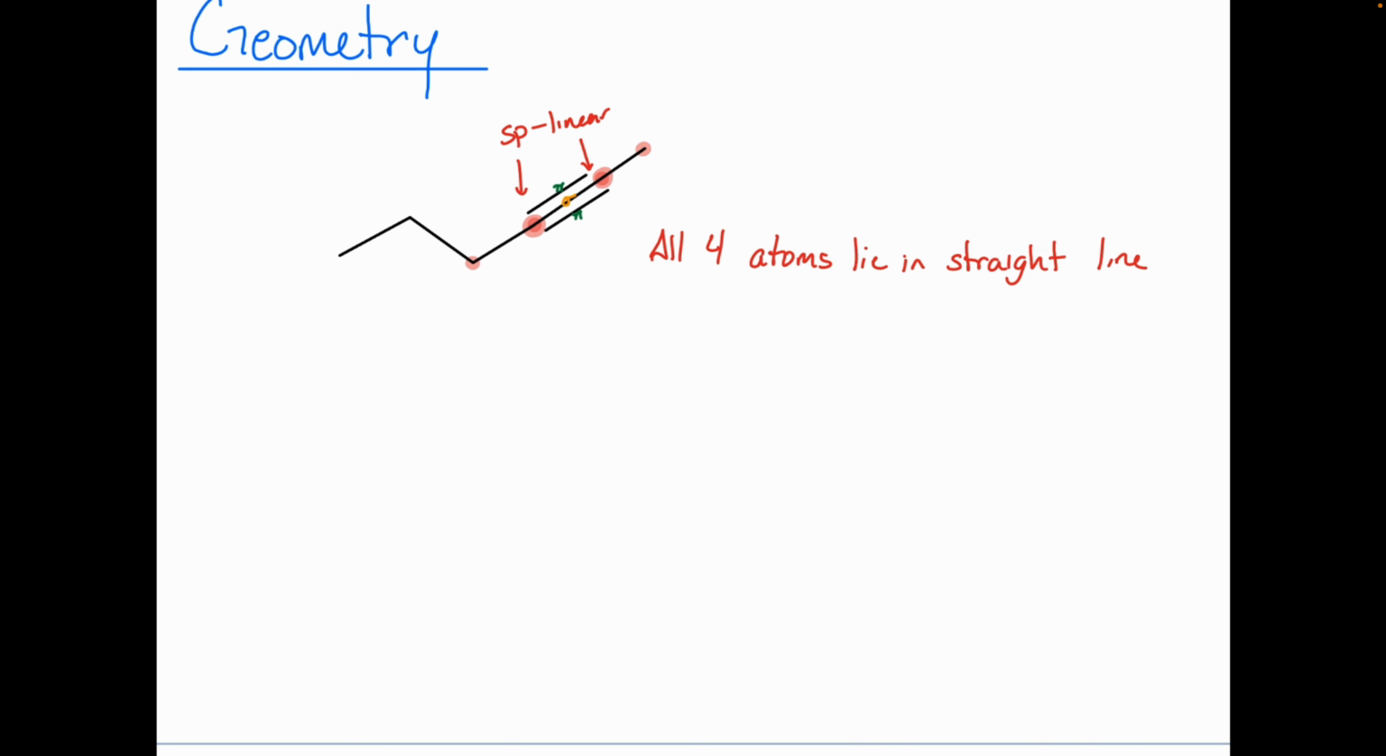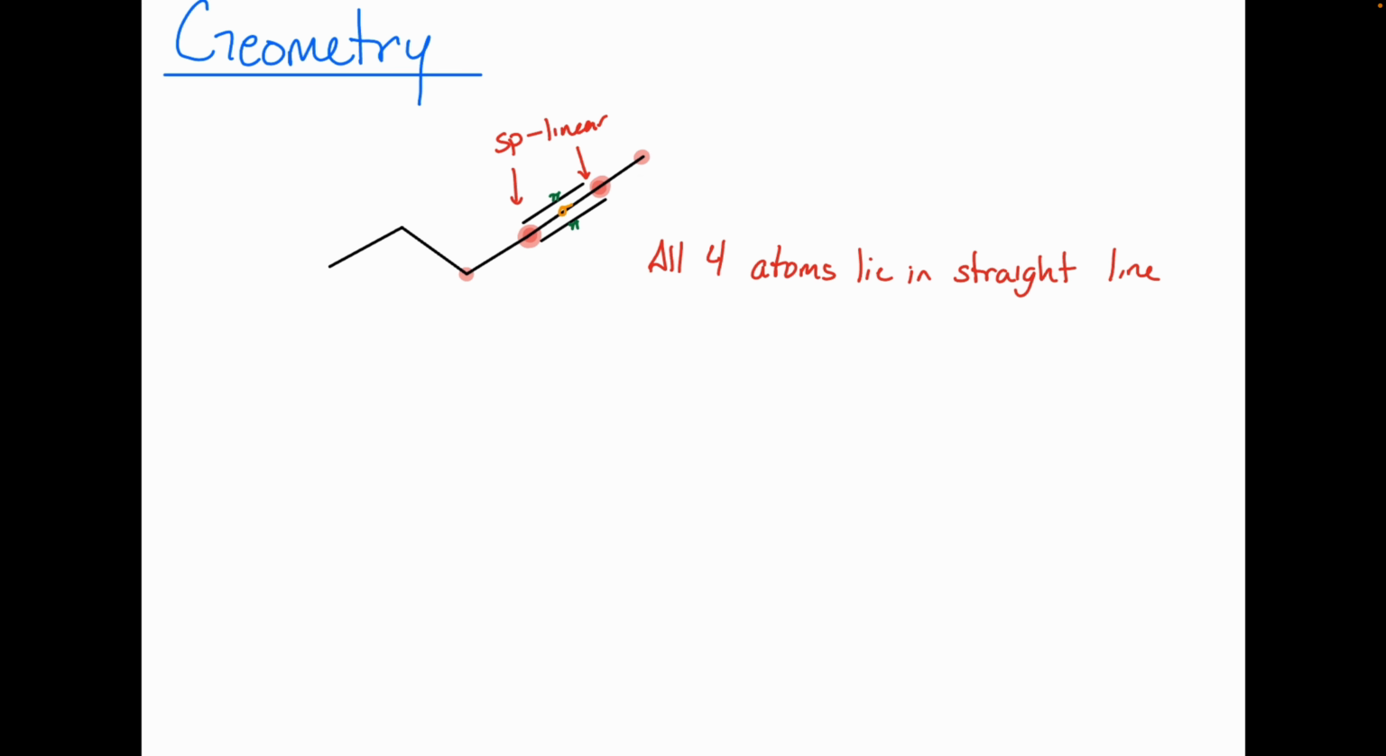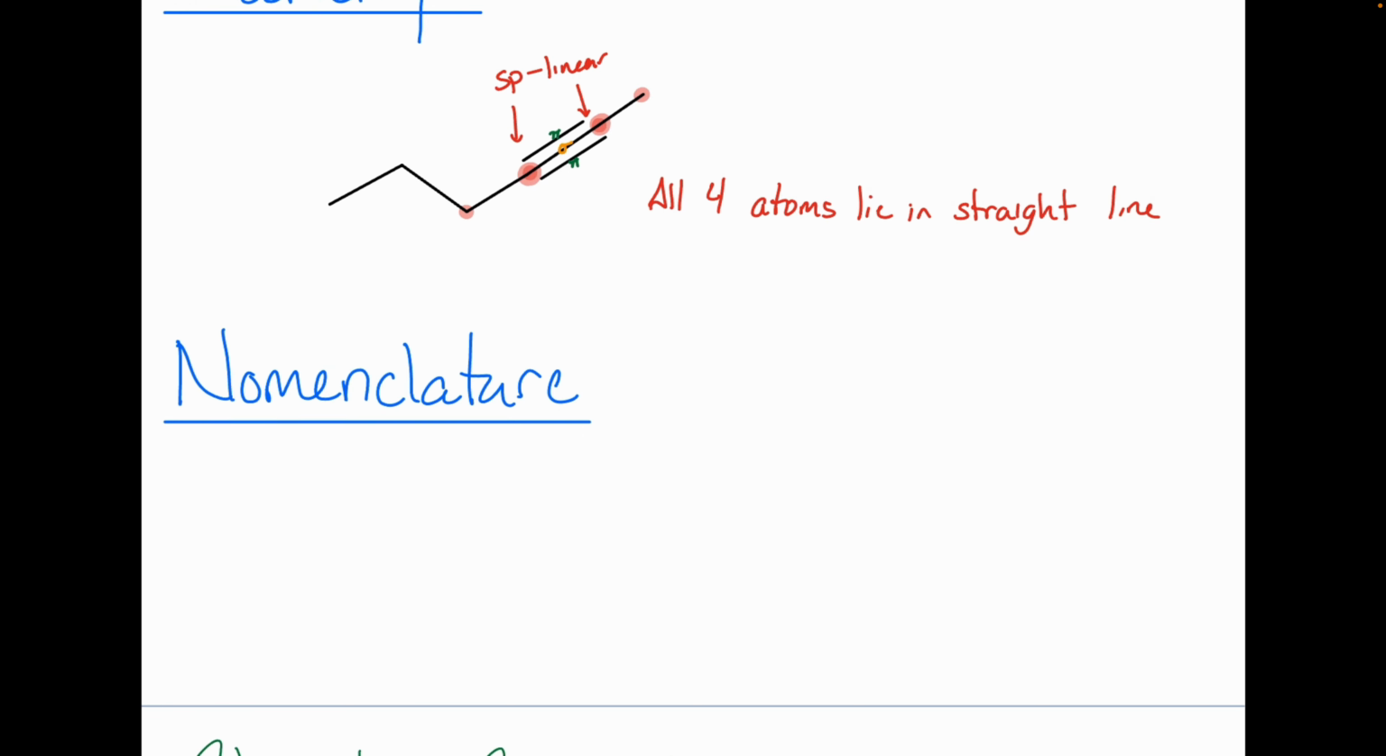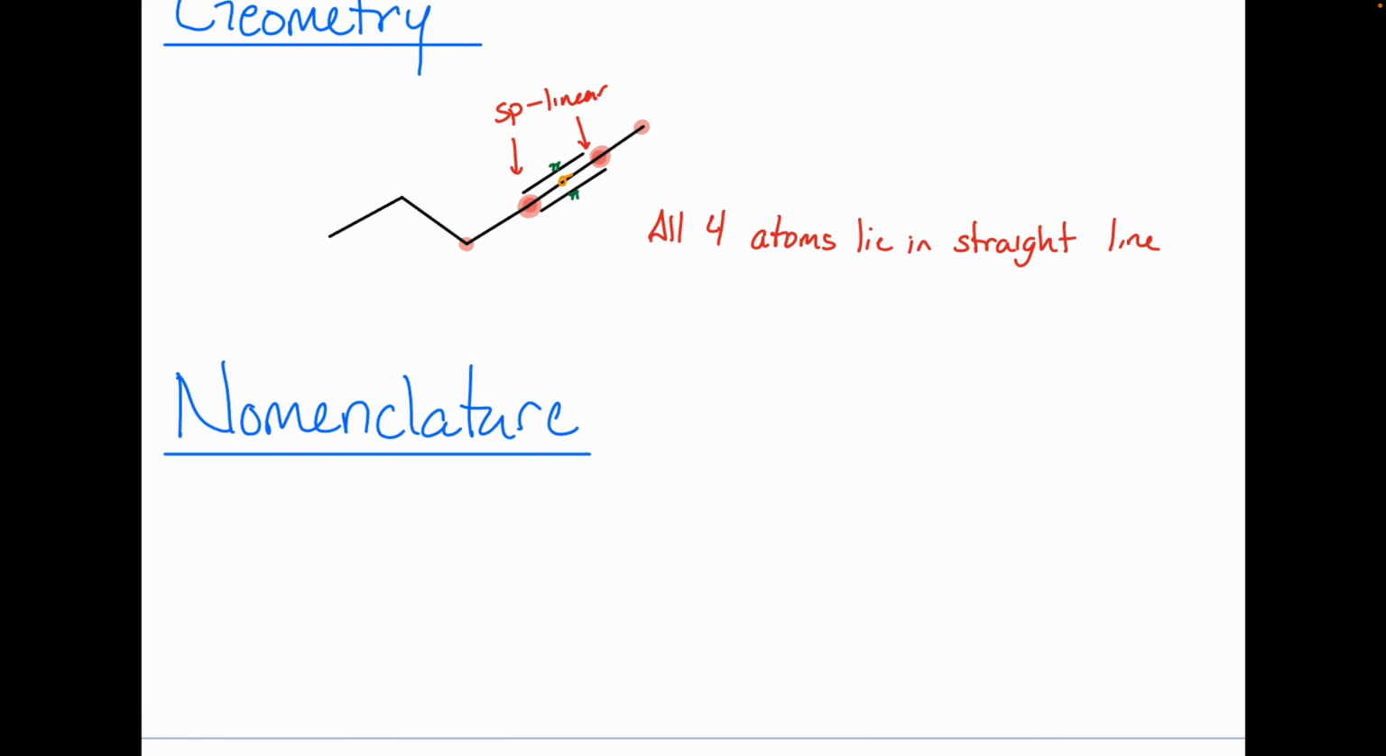All right, and now we're going to very quickly go through the nomenclature of alkynes. That's because there's only one thing that we have to update here, which is our parent chain suffix for our alkynes. We're going to use the suffix YNE.